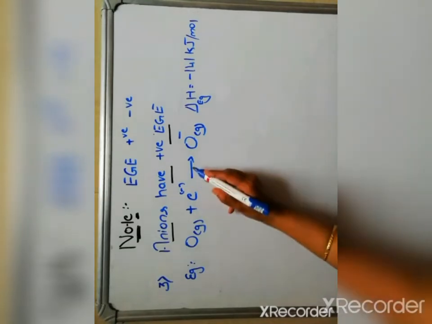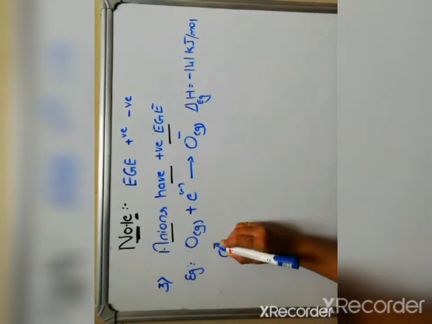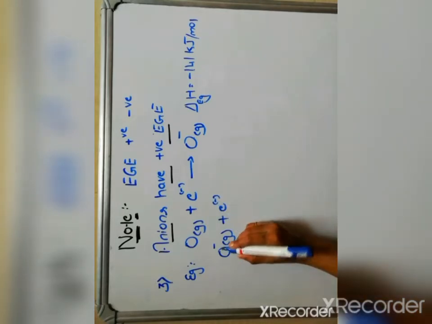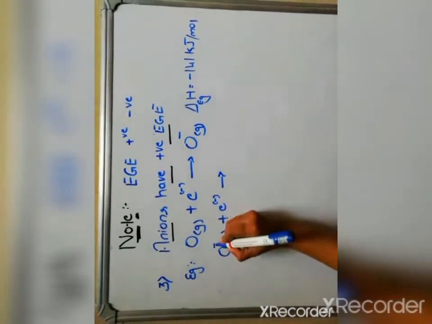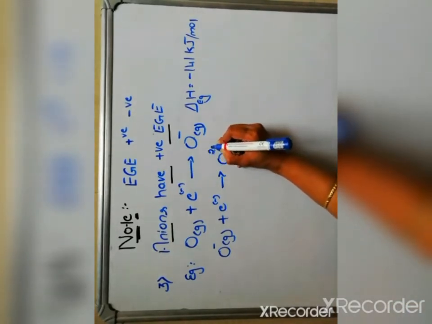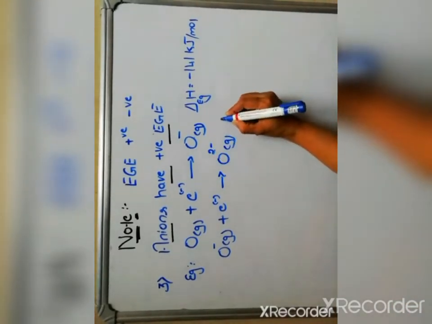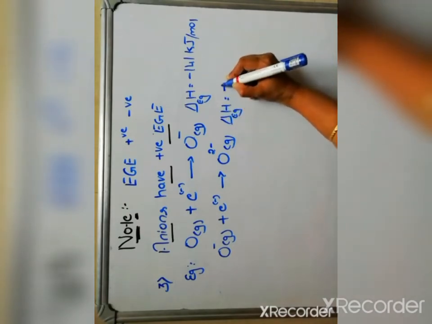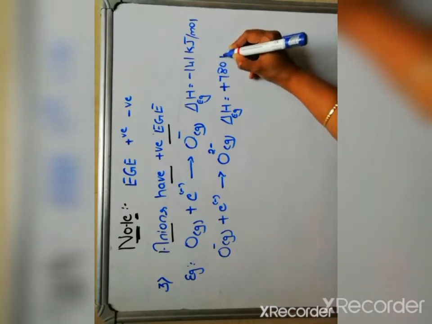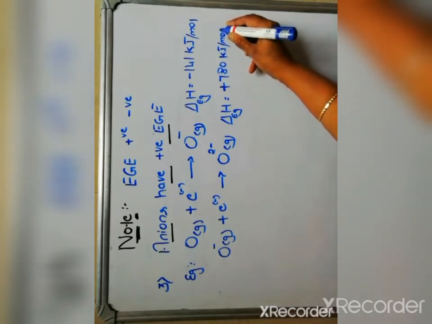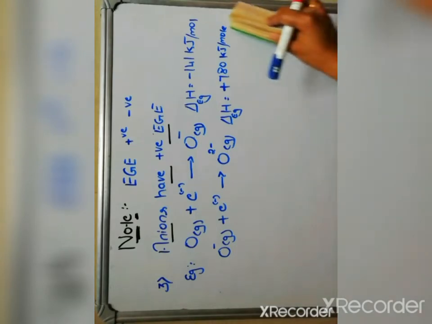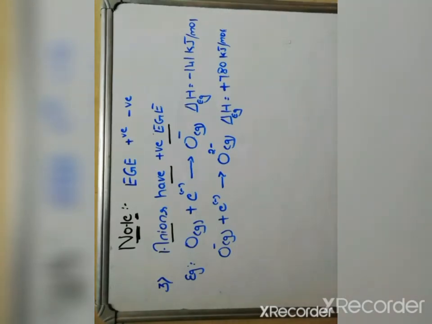Now in the case of second electron gain enthalpy, O minus in gaseous state, when an electron is added to an anion, one more electron is added, so here you are going to write O2 minus. So what about the second electron gain enthalpy here? It is equal to plus 780 kilojoules per mole. So why did it change? In the first case it is negative, whereas in the second case it is positive.